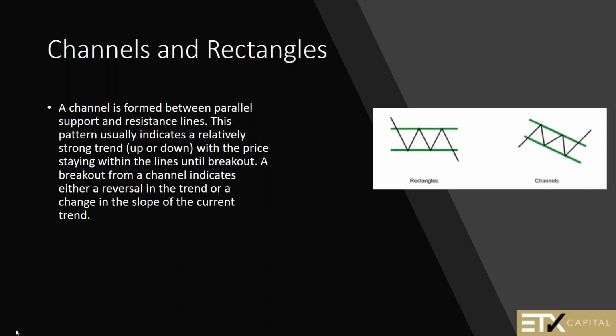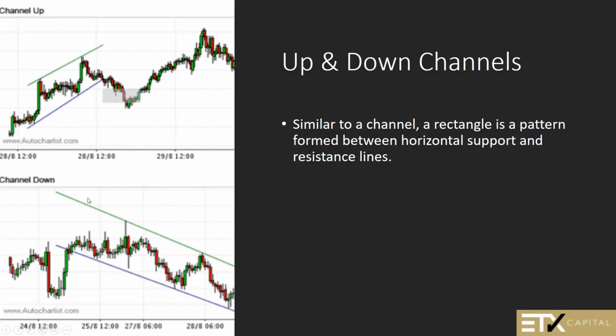A channel is formed between parallel support and resistance lines. Now we could call these trend line support and resistance, where we connected swing lows and swing highs. This pattern usually indicates a relatively strong trend, up or down, with the price staying between the lines until a breakout. A breakout from a channel indicates either a reversal in the trend or a change in the slope of the current trend.